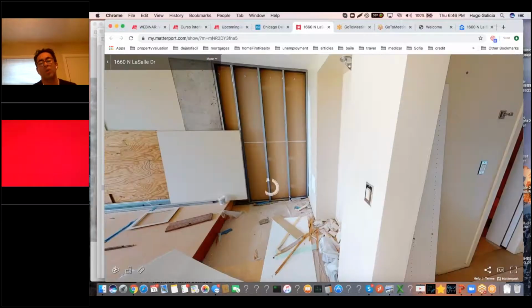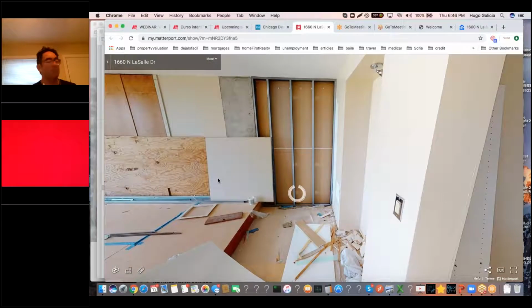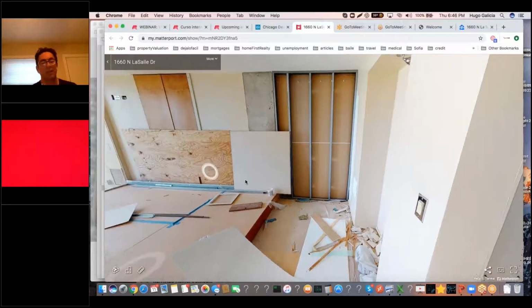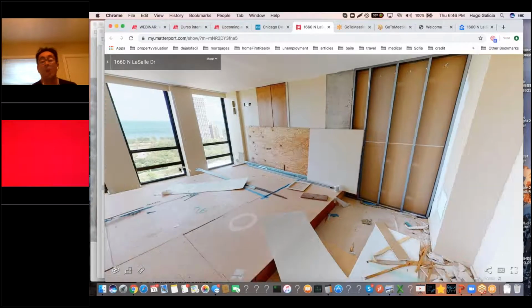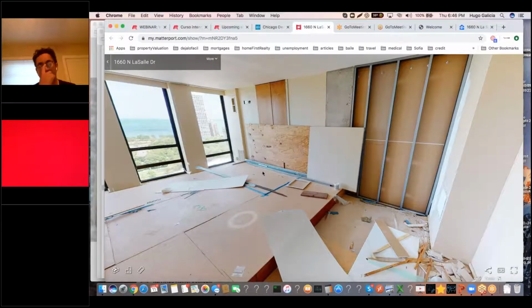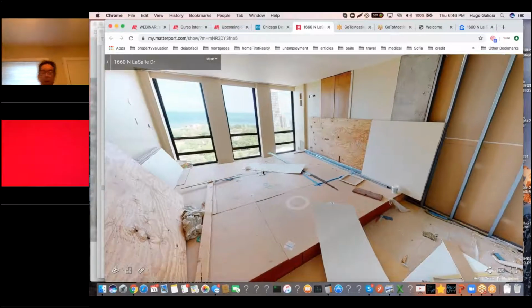So the question is, is this a deal? No, this is not a deal. Absolutely not. And so you have to be very cautious when you're looking at condos. That is why we tend to not get into condos. I'm going to tell you something that happened to us, a story that happened to us.